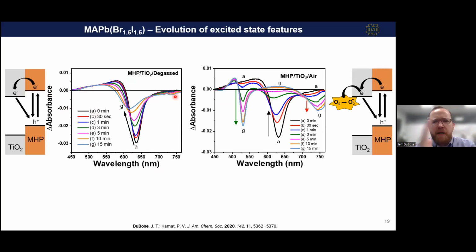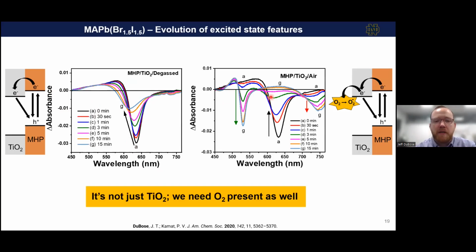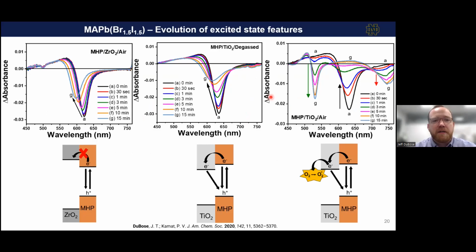And if you compare left and right, these are the exact same substrates, just different conditions in terms of whether or not you degas the system. So it's clear that it's not just the TiO2 substrate that's affecting things. There's this dual effect of having oxygen as well. That's actually quite important for inducing this segregation phenomenon. So again, the zirconia case in air looks a lot like the TiO2 case when no oxygen is present, no phase segregation. Only in this unique case where we have the TiO2 plus the oxygen do we see all these markers of typical segregation.